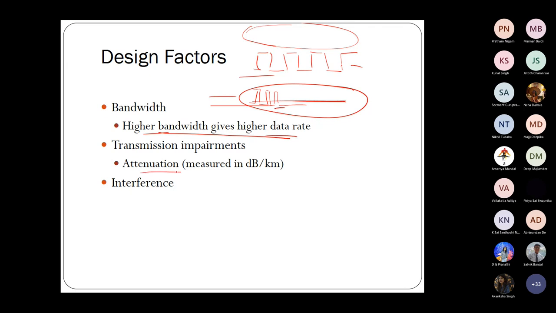Then the other thing we ask is what the attenuation is, and this is usually measured in decibels per kilometer. Bandwidth affects the data rate you can achieve, while attenuation affects the distance over which you can take the signal. Third is interference, which is somewhat linked to distance, but there are other issues out there also. Let me go through the mediums and you will understand. For each of them, we'll show what the medium is, what the transmission impedance is, and what kind of interference can happen.